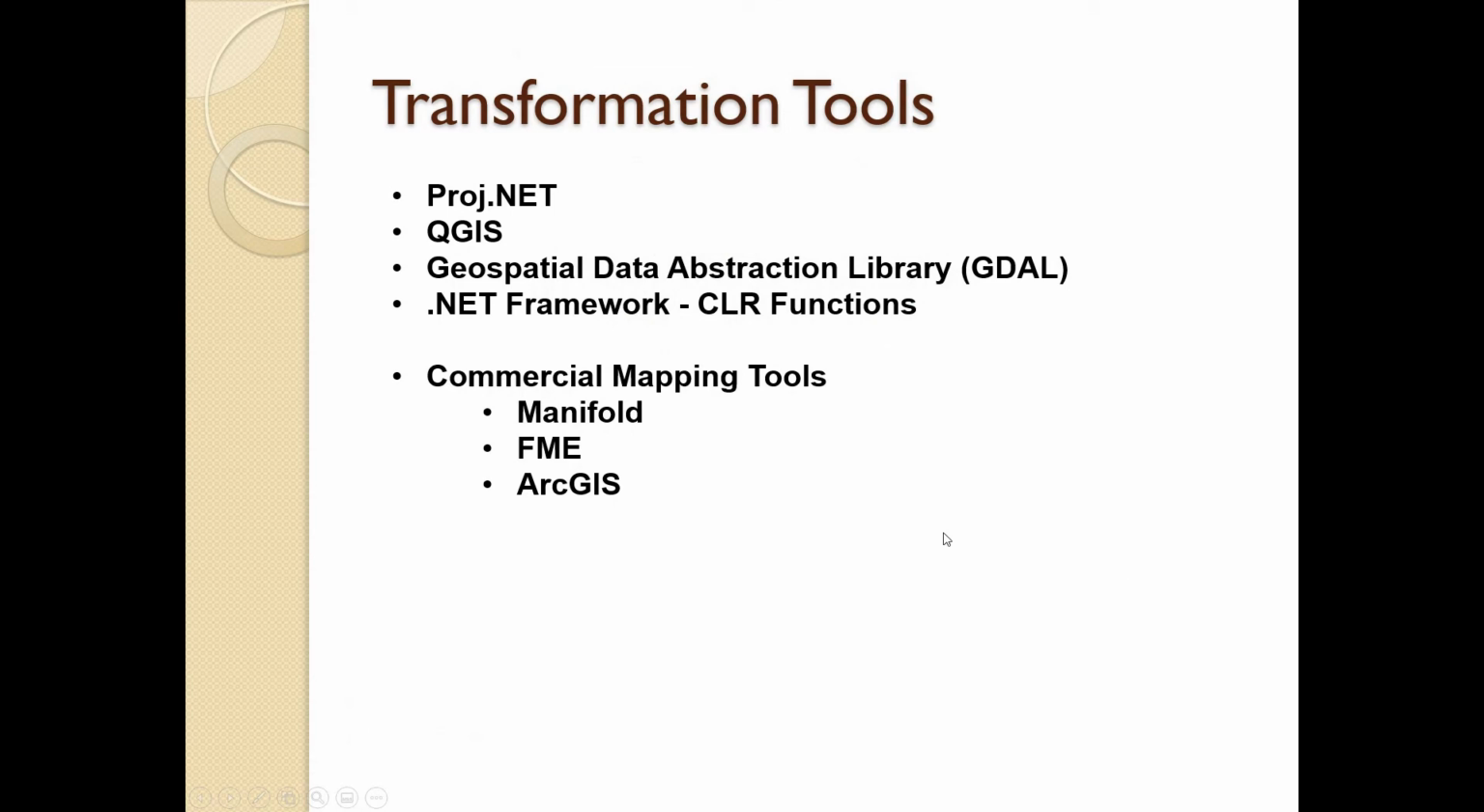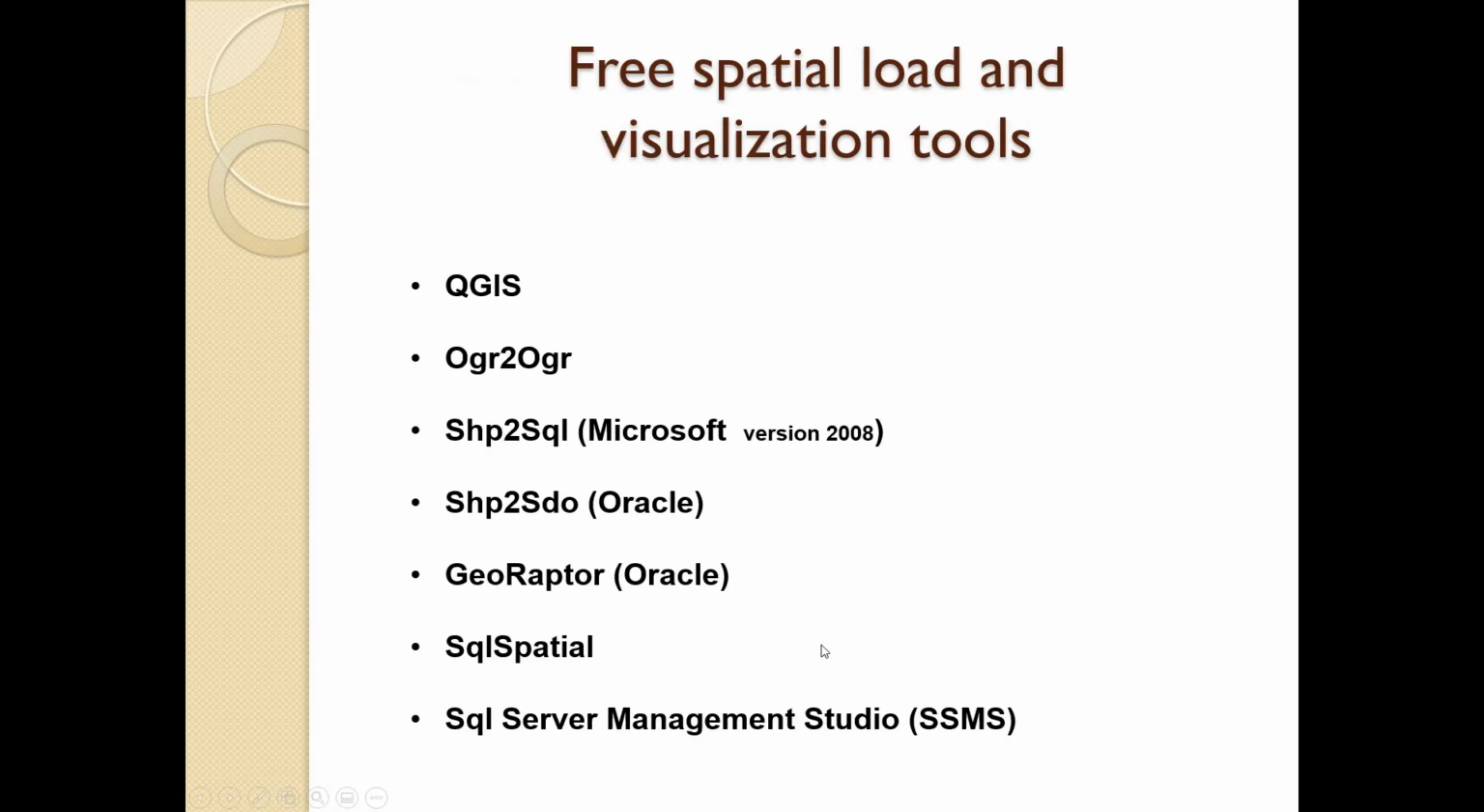So what are some of the visualization and transformation tools you can use? Well, you can use something called proj.net. There's also QGIS, which we're going to be looking at a little bit later. Along with QGIS, as part of that install, you'll get the Geospatial Data Abstraction Library, also called GDAL. You can use the .NET framework for SQL Server, which SQL Server Spatial is written in. It's called a CLR. That uses CLR functions inside SQL Server. There are also commercial mapping tools like Manifold, FME, and of course, ArcGIS.